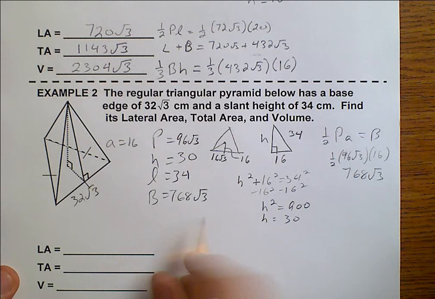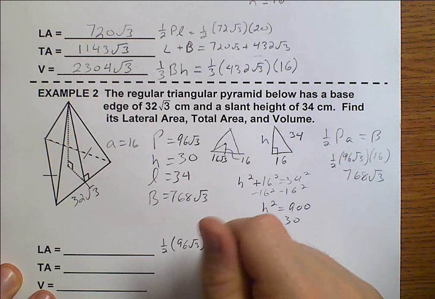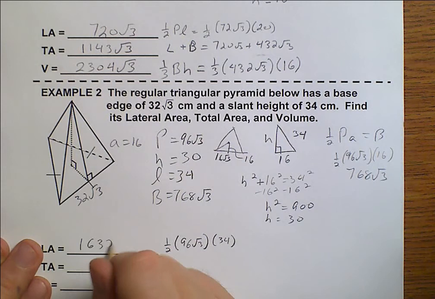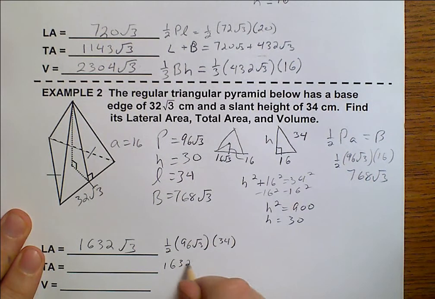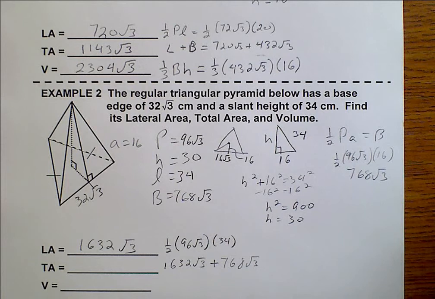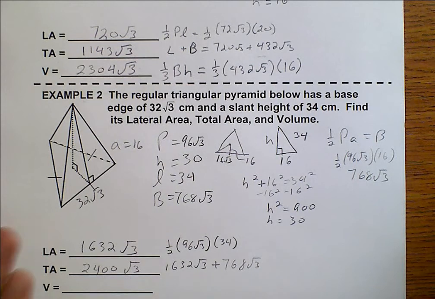The lateral area is 1/2 times the perimeter times the slant height, which gives us 1,632 on the square root of 3. To get our total area, we're going to take that 1632 on the square root of 3, and add our base of 768 on the square root of 3. And we get 2,400 on the square root of 3.